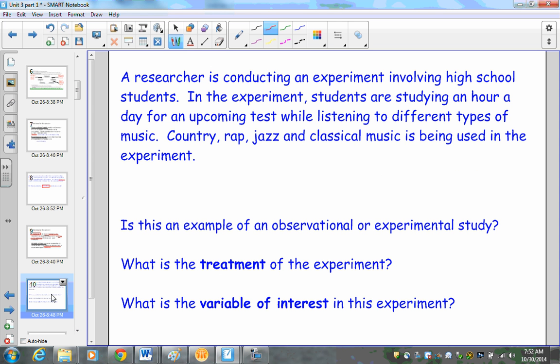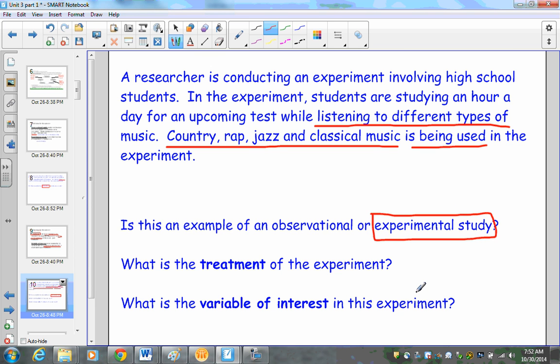A researcher is conducting an experiment involving high school students. In the experiment, students are studying an hour a day for an upcoming test while listening to different types of music. Country, rap, jazz, classical music is being used in the experiment. So is this an example of an observational or experimental study? Well, it says right here that country, rap, jazz, classical music is being used. Things are changing here, so the answer is going to be experimental study, because the researcher is imposing a change on the students, as in their music.